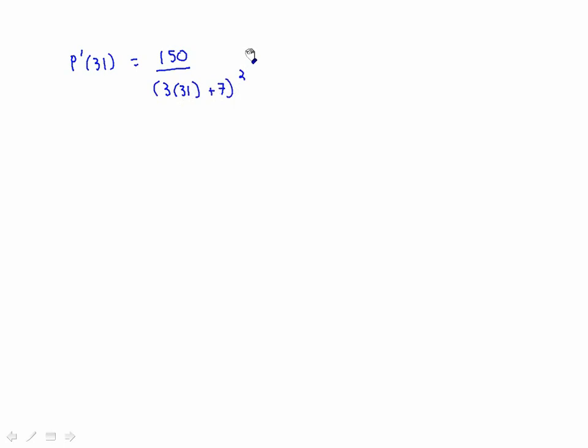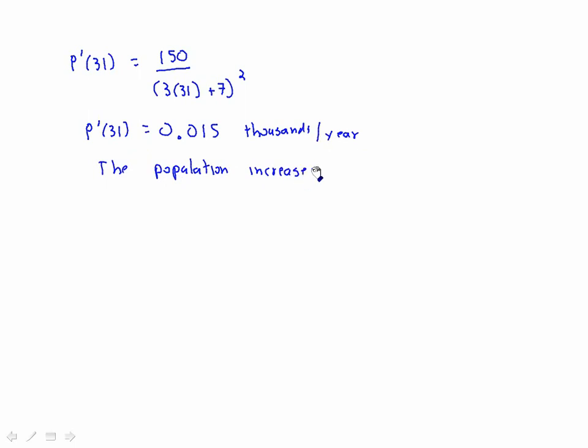I'm just going to drive it through the calculator. 150 divided by, open that bracket, 3 times 31 plus 7, close that bracket, squared. It works out to a clean number. P prime at 31 is equal to 0.015 thousands per year. Now, that's a kind of an awkward way to write it. So you could say the population increases by, if you multiply 0.015 by 1,000, you'll get 15 per year in 1986.